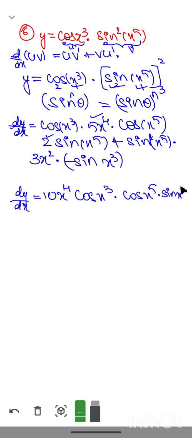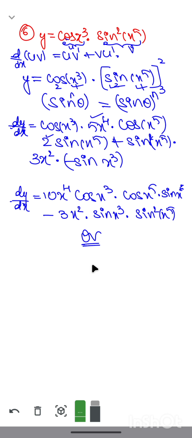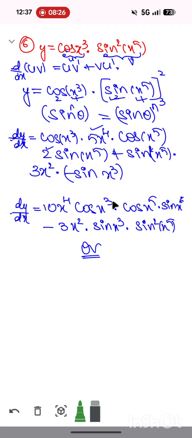This is the first term. Sine of x power 5. Followed by that, the second term. In the second term here, plus into minus is minus. Remaining is 3x square into sine x cube into sine square of x power 5. This is one answer we can write.